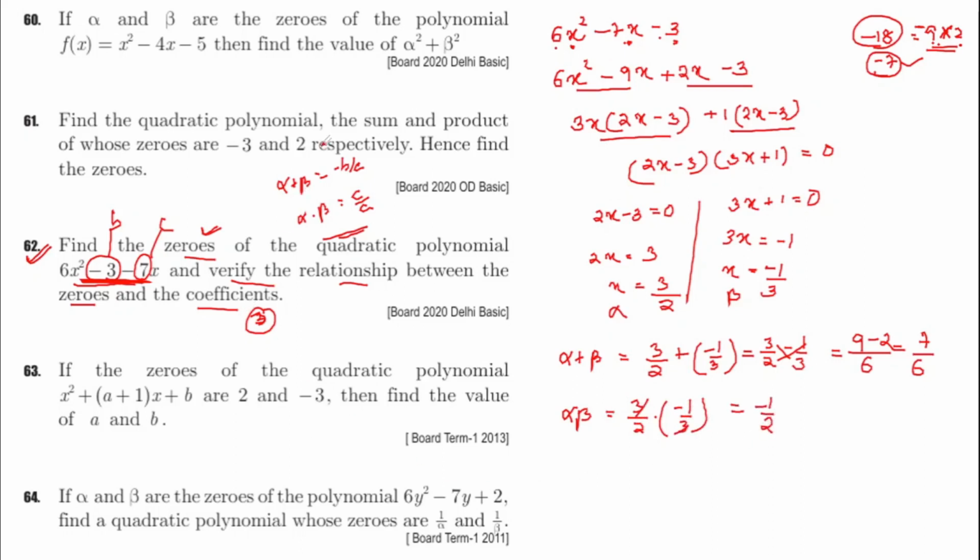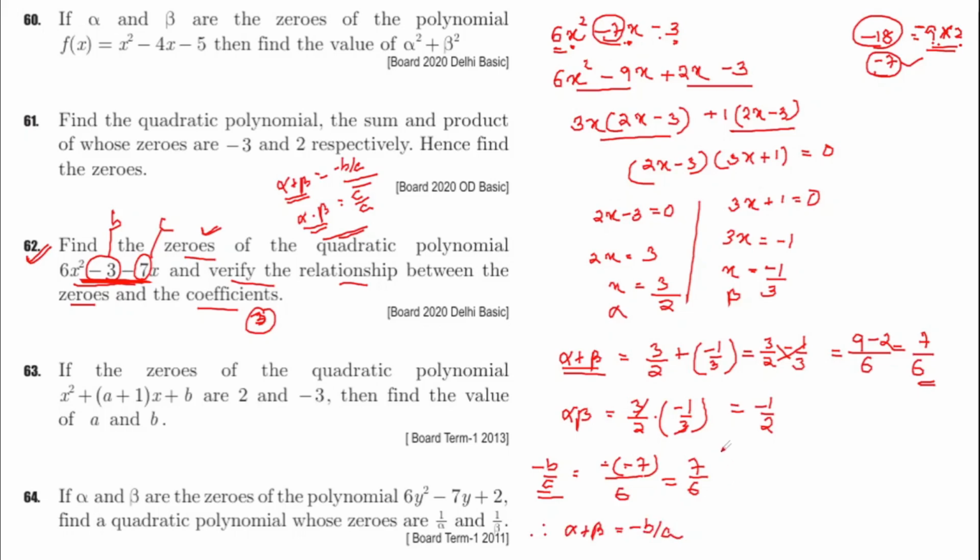Okay, so we found the left hand side. Now let's check the right hand side. Now if I try to find minus b by a, then what will happen, sir? Minus, and b is your minus 7. As you can see, minus 7 is here. So minus 7, and a is your 6. Minus minus will give you plus and this is 6. Now if you check, the value of alpha plus beta is 7 by 6 and the value of minus b by a is also 7 by 6. So from here we can say that alpha plus beta is equal to minus b by a.